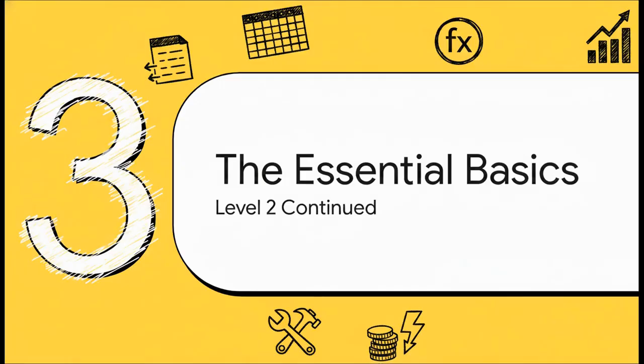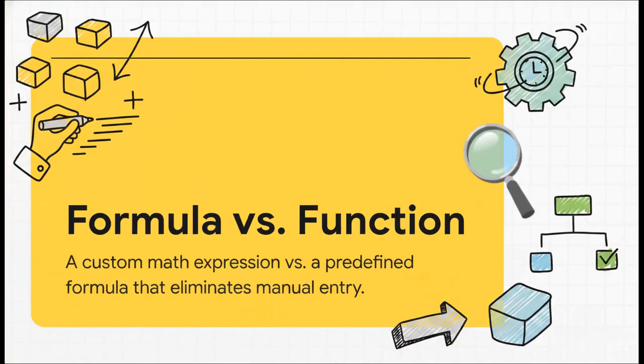Now, before we get to the really complex stuff, let's check out Section 3, the essential basics. The big takeaway here is understanding one very foundational difference. A formula is your custom math, like physically typing out A1 plus A2. But a function, that's a predefined command that Excel just does for you.